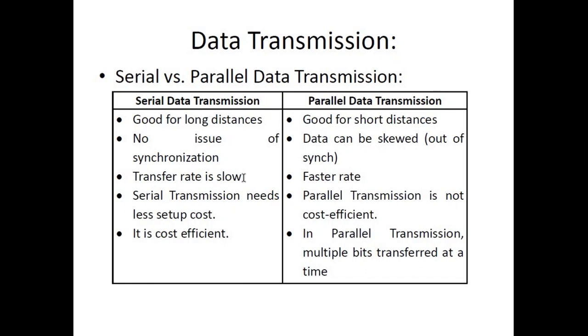In serial data transmission, transfer rate is slow because there is only one line. In parallel transmission there are multiple lines, so data transfer rate is faster.